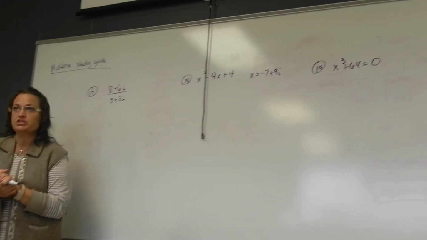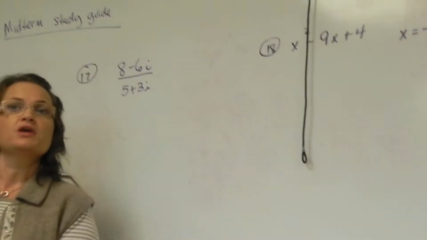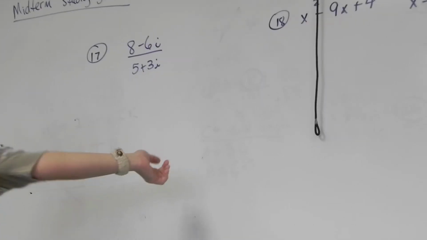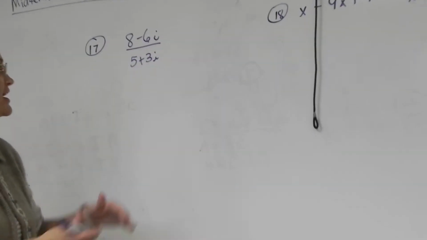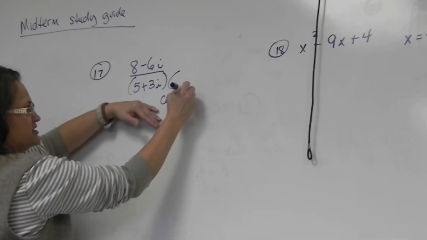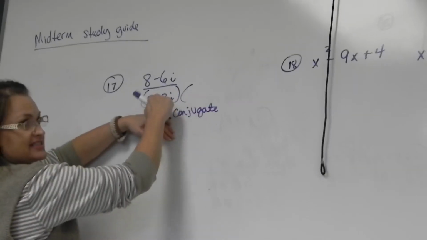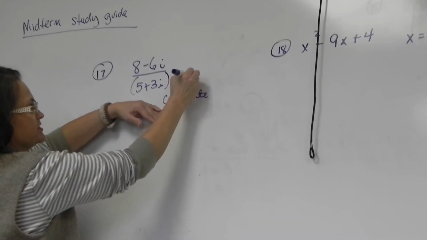To find the quotient and then write the answer in standard form. What's wrong with number 17 is you can't have an imaginary or radical in the denominator, so you have to rationalize that. So the deal is that conjugate. Remember, conjugate means just times it by the opposite sign, the same binomial with an opposite sign.